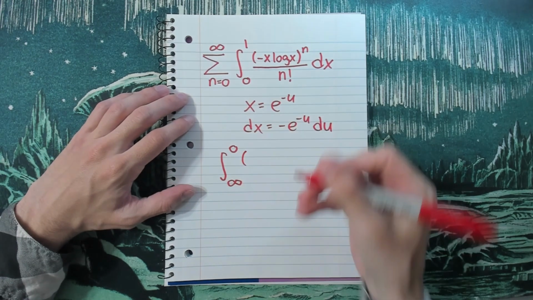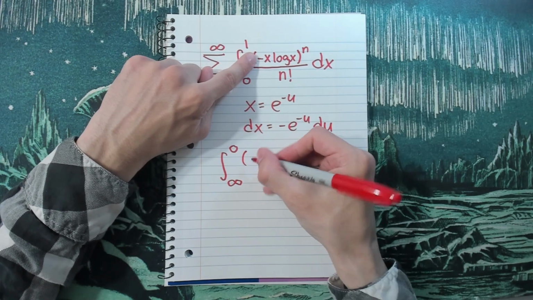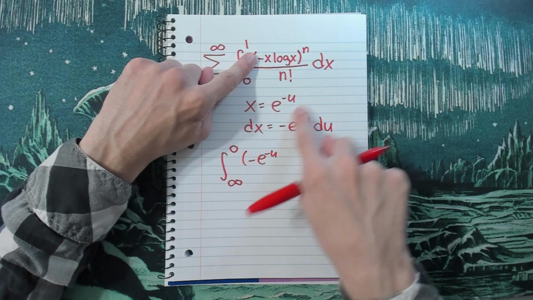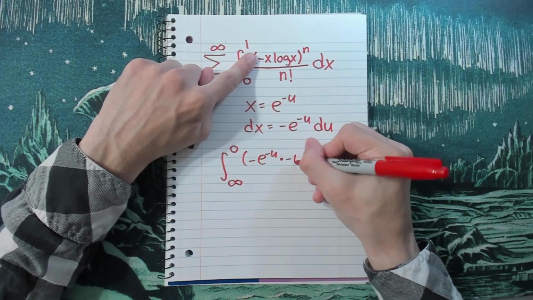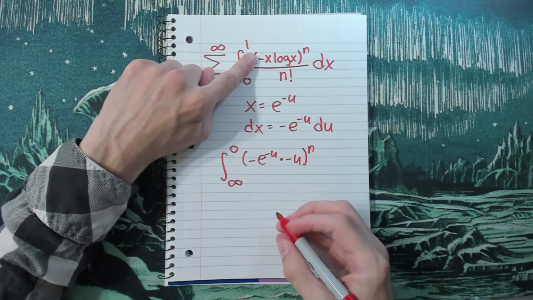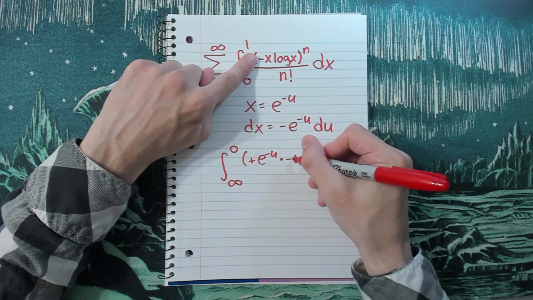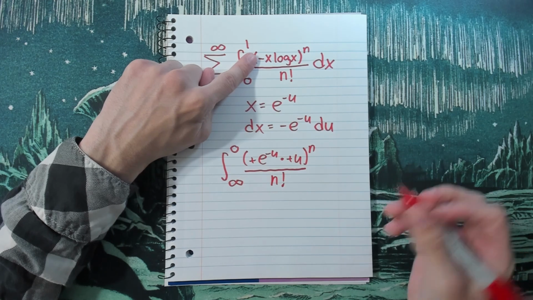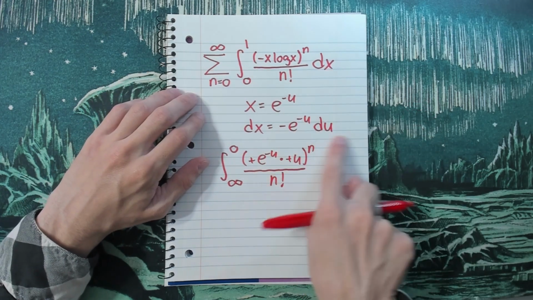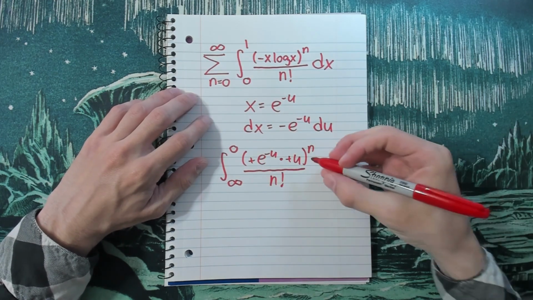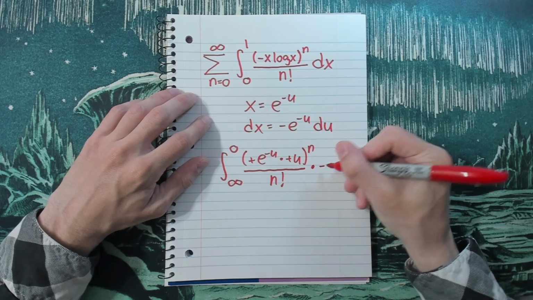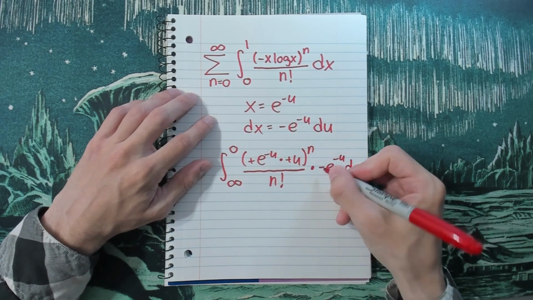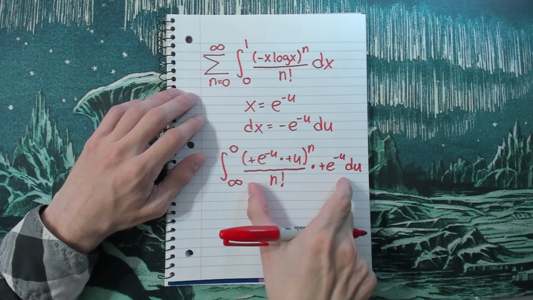Then I'm going to have my parentheses. I'm going to have negative e to the negative u there. Log of e to the negative u is just negative u, like that. These negative signs are going to cancel each other out. I'm going to be over n factorial, of course. And then the dx is going to become negative e to the negative u du. So I'm going to multiply this by negative e to the negative u du. I can make this a positive sign, so I'm making the whole thing positive.